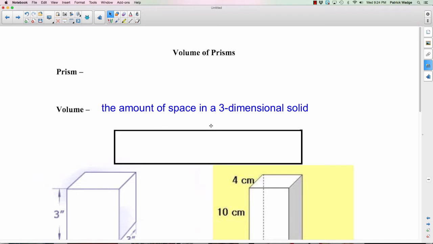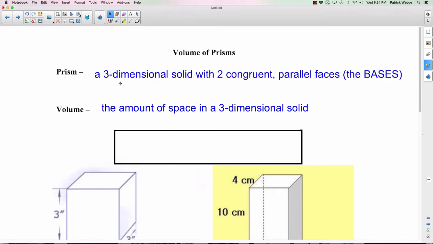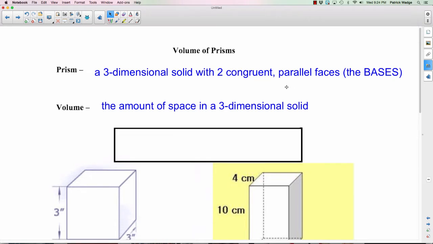All the things we're going to look at today are prisms. And prisms are three-dimensional solids with two congruent parallel faces. Those are called the bases. So all these shapes we're doing today should have two faces. Those are like two sides.